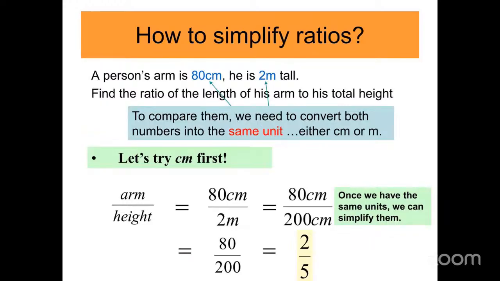To compare them, we need to convert both numbers into the same unit, either centimeter or meter. So how many centimeters are there in 1 meter? 100. Very good. So that means in 2 meters there will be 200. So 200 plus 80.